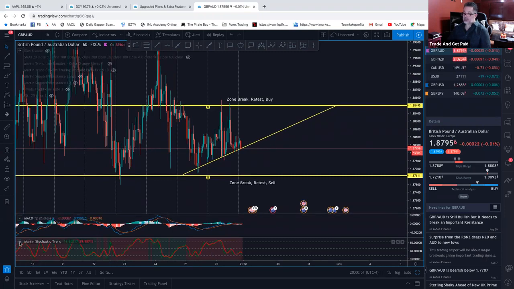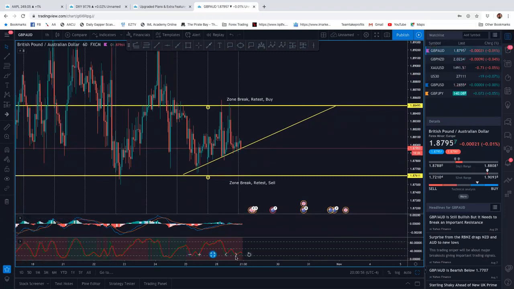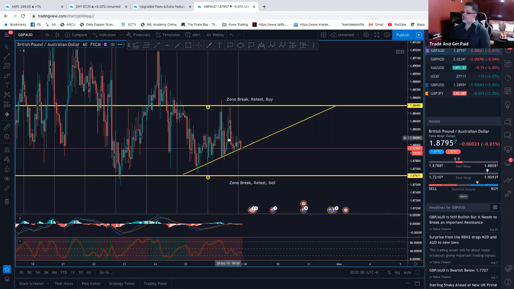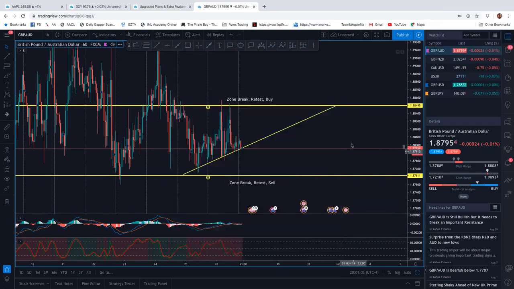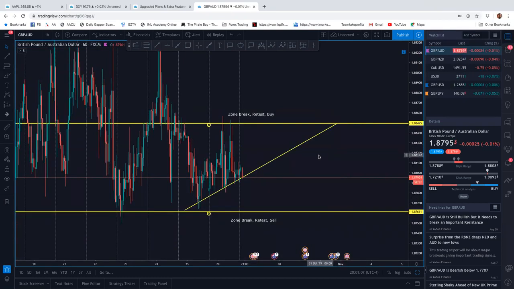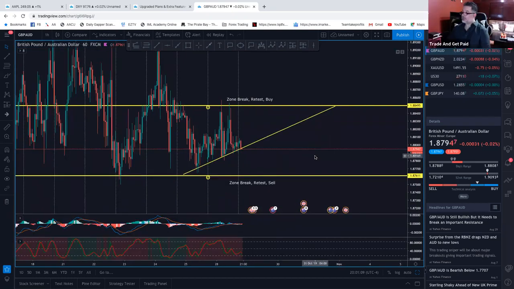Is this button here? No, just on the screen, anywhere on the chart where the candles are. Just double click. Oh, where the candles are. Yeah. Not actually on the candles, on the back of the screen. There you go. Okay, there you go.